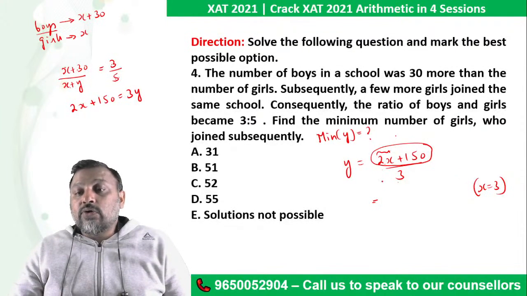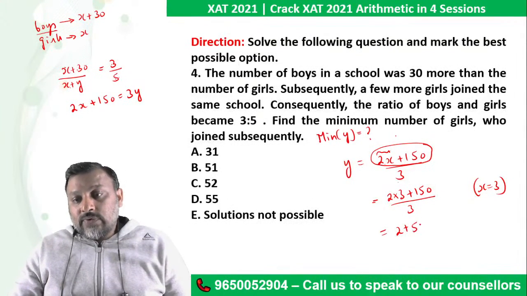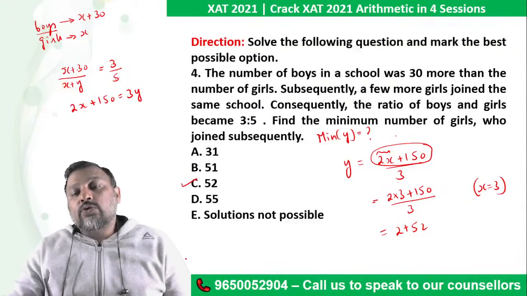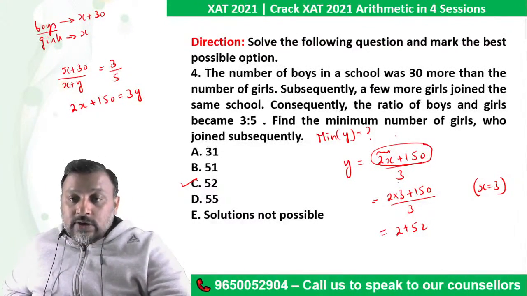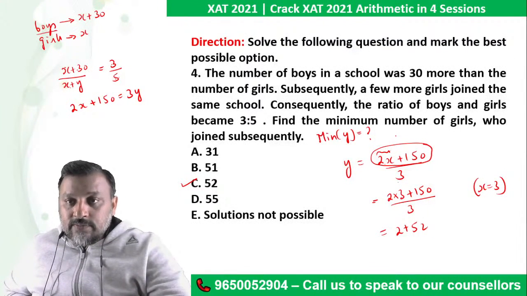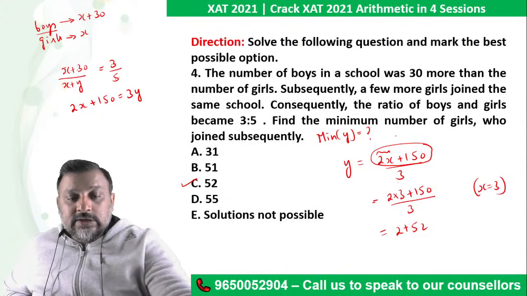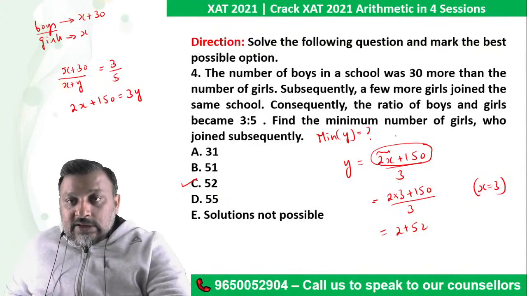So putting x equal to 3 here, what you will get is 2 into 3 plus 150 by 3, which is 2 plus 50, that is 52. So the minimum value possible is 52, and Monica got this correct. Very good, Monica. Answer is C option. Is this clear, guys?